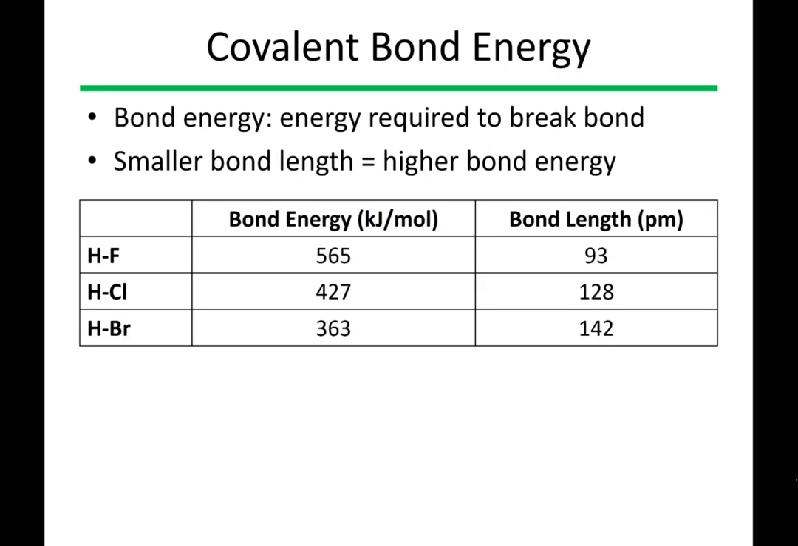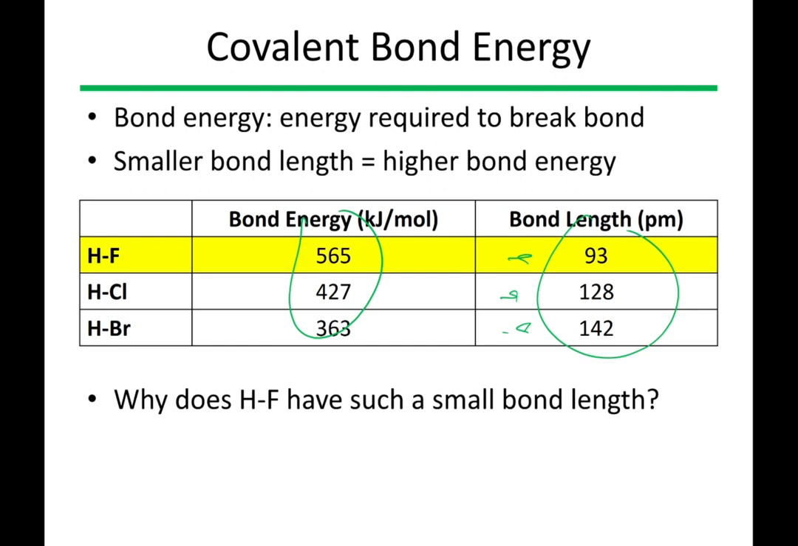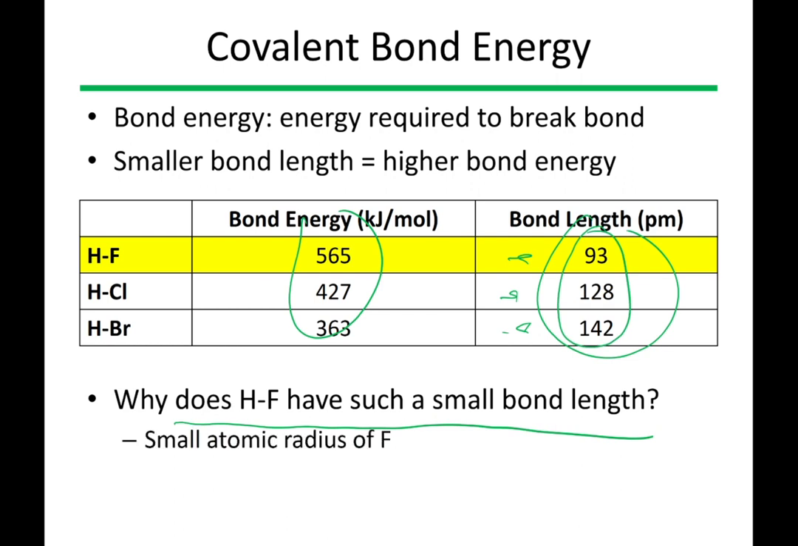So we can look at an example of some different acids formed from the halogens. And you can see here's their relative bond energy and their relative bond lengths. So this is showing that HF has the shortest bond, followed by HCl and HBr. We can notice in this trend that HF has a pretty small bond length compared to everything else. We can ask why this is the case. And this has to do with just the small atomic radius of fluorine.